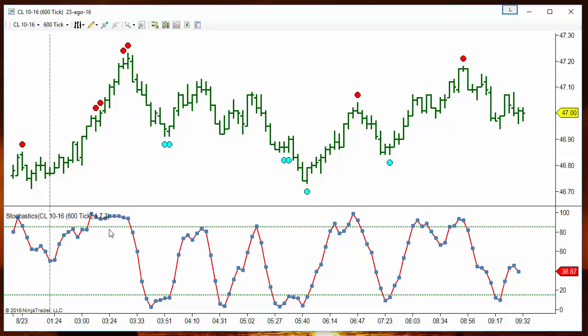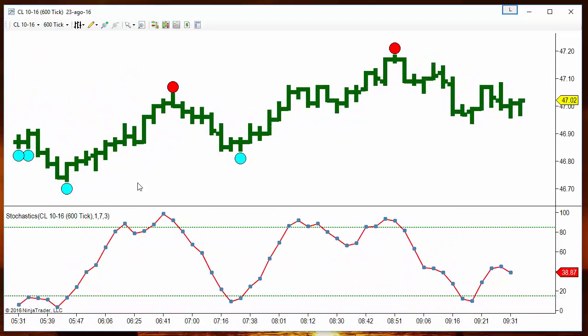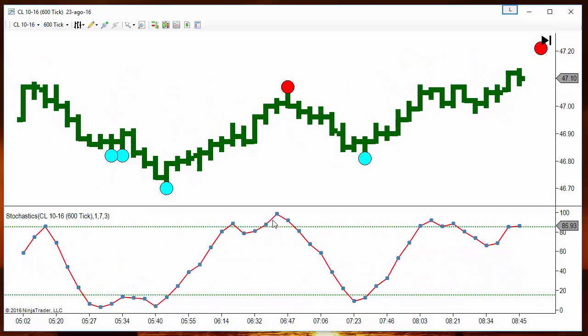On this setup, where we only use the K line, we are looking for the K line going down over the overbought. Here, for example, we have the K line over the overbought and going down. Same here. Both points, current and previous, are over the overbought. Same here.